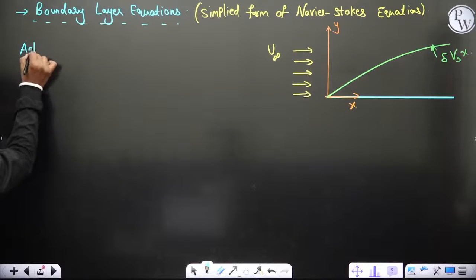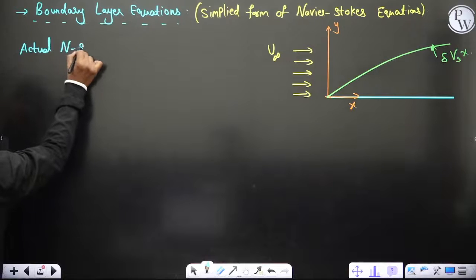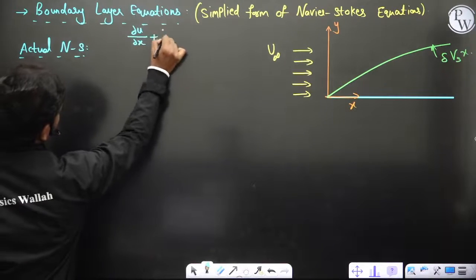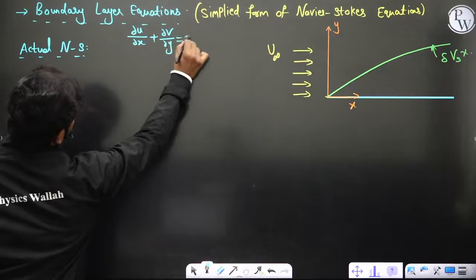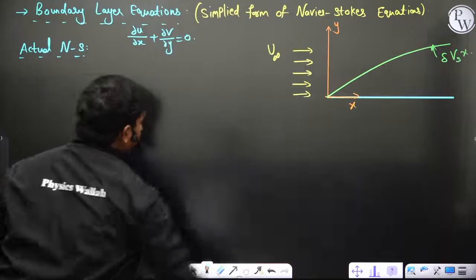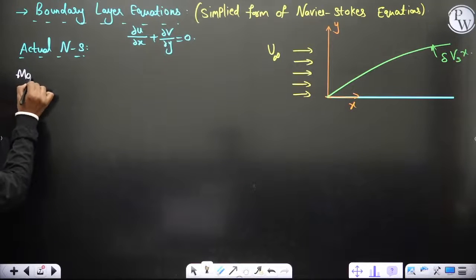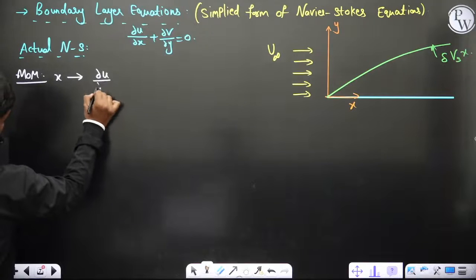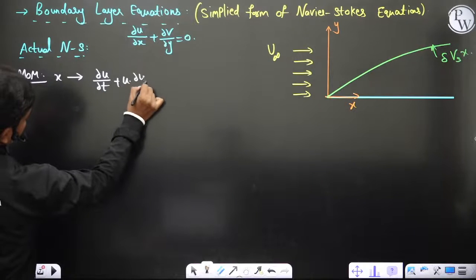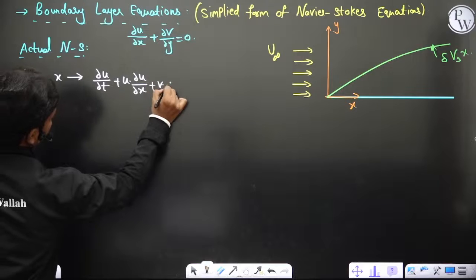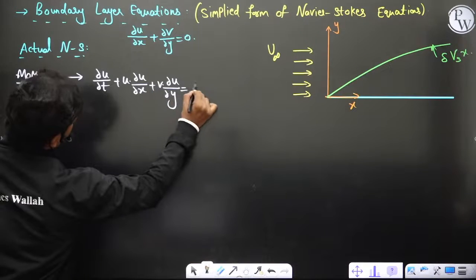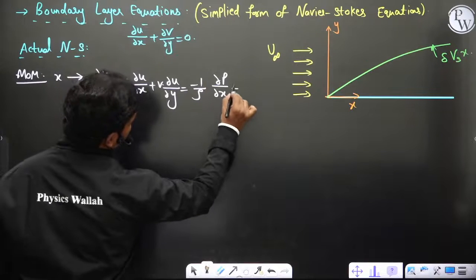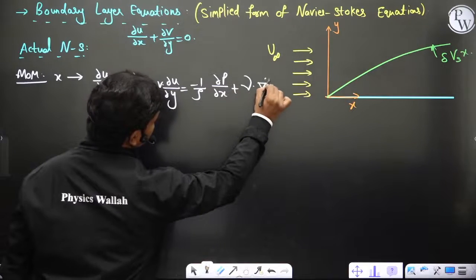Then let us see actual continuity, actual Navier-Stokes. If you write, continuity is the same: dou u by dou x plus dou v by dou y is 0. Then you can understand in x direction, you can say dou u by dou t plus u into dou u by dou x plus v into dou u by dou y is equal to minus 1 by rho dou p by dou x, of course, body forces we are neglecting, no body forces and all, plus kinematic viscosity times del square u actually.